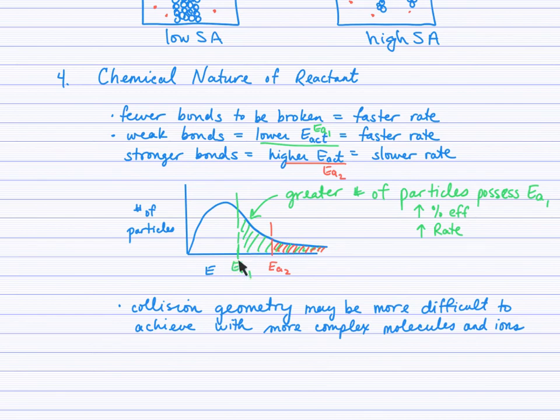So a lower activation energy definitely translates into a faster rate by increasing the percent of effective collisions. And conversely, the higher that activation energy is, the smaller the area under the curve, the slower the rate. Okay, and the last point about the nature of the reactant is that if you have more complex molecules and ions, then that collision geometry may be more difficult to achieve.